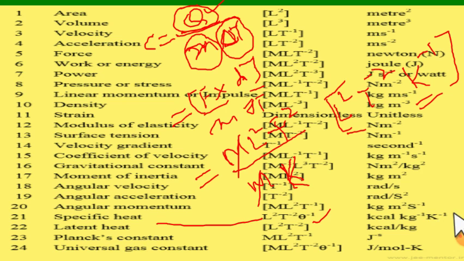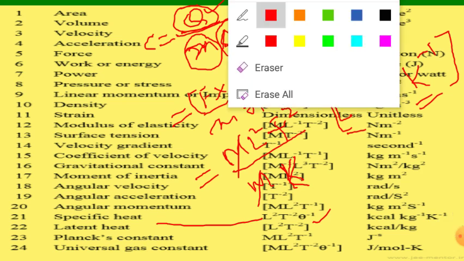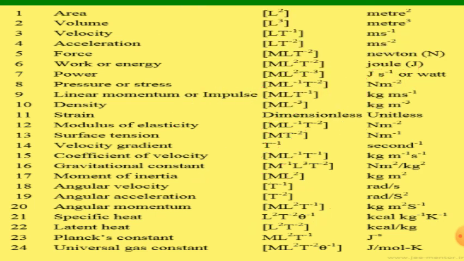Yes, so that is all about dimensional formula and its SI units. So you can pause this video, and you can note down this dimensional formula if you want. But here in this velocity gradient, this should also be placed within the square bracket.